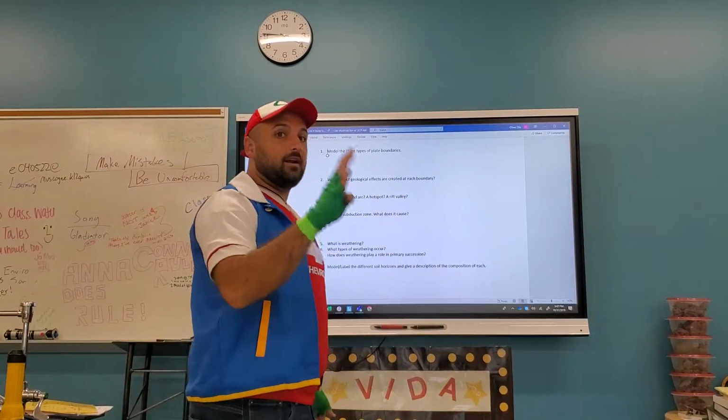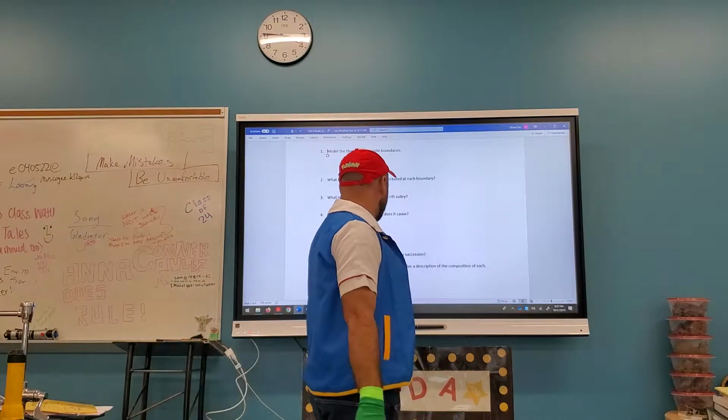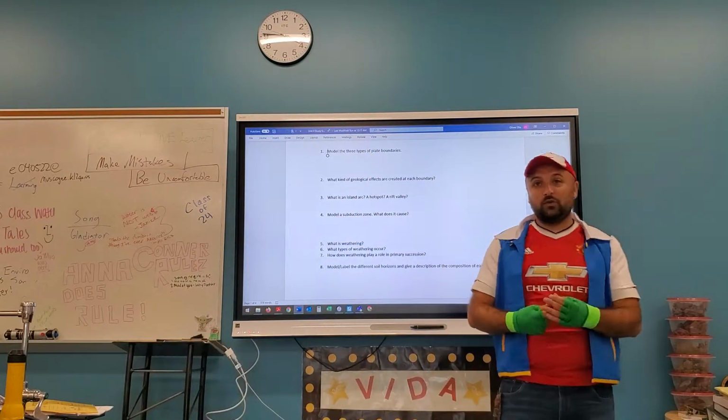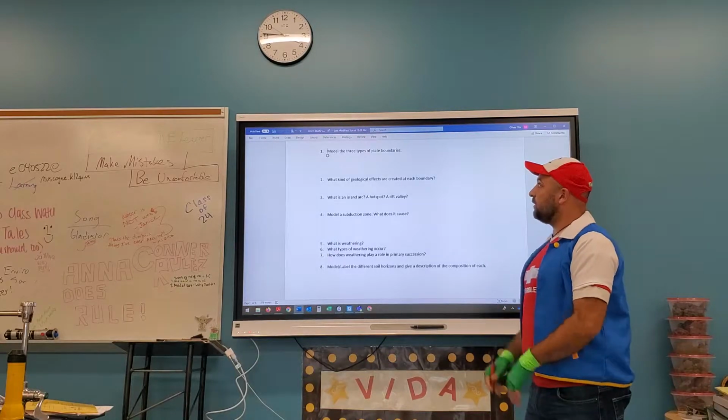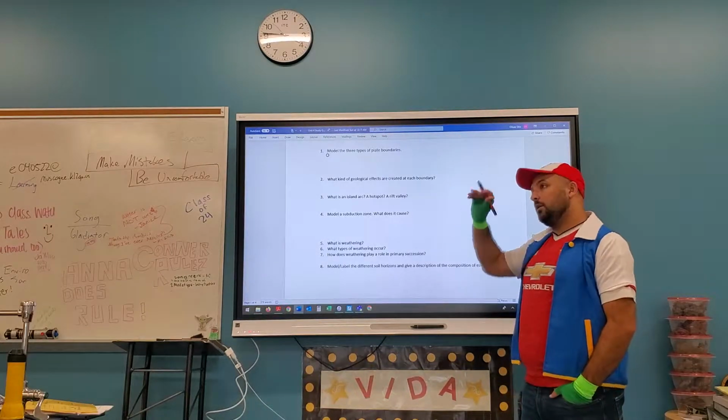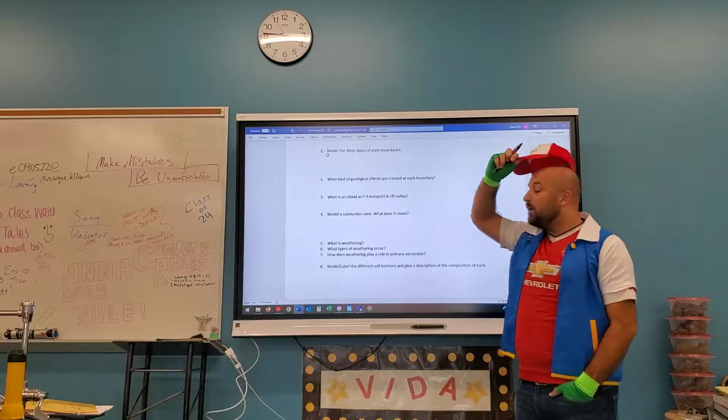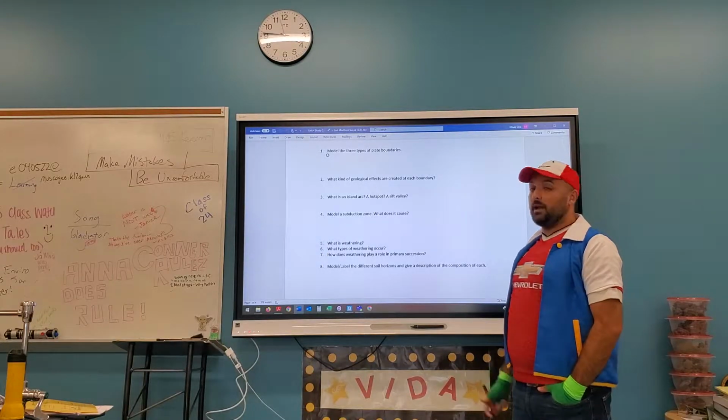We're going over our test for tomorrow. We're talking about standard number 4: the Earth and the Earth's atmosphere and its core. So, if you would, let's talk about this. When we talk about the Earth, we talk about tectonic plates and all that kind of stuff, plate tectonics. Let's talk about the 3 types of plate boundaries.